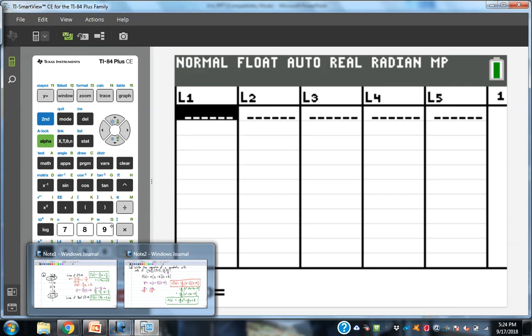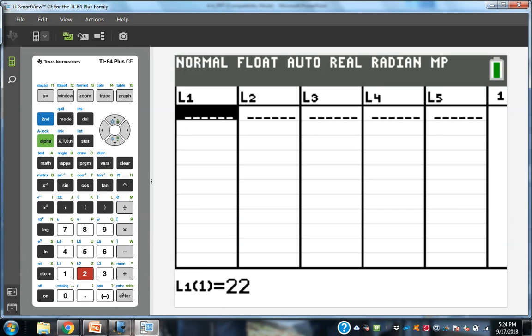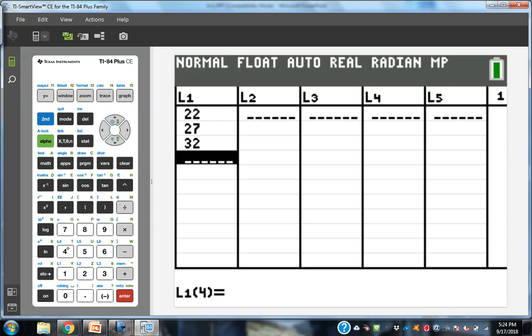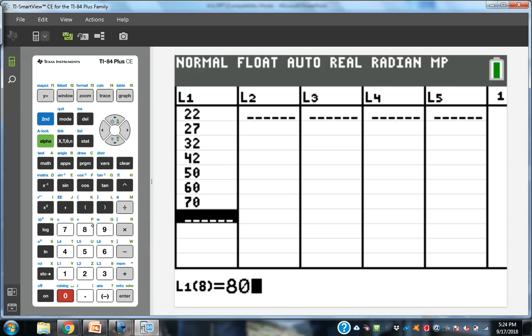So in L1, I'm going to put 22, 27, 32, 42, 50, 60, 70, and then 80. That's the last one.